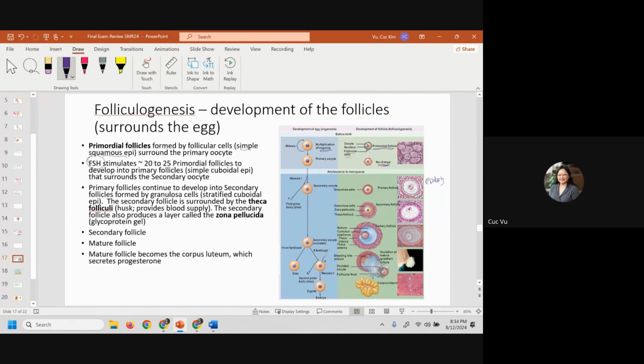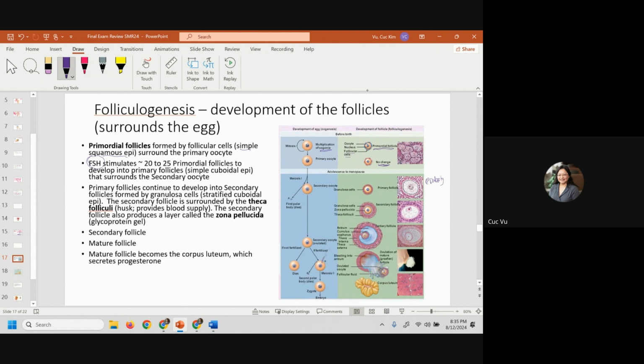So what's surrounding the primary oocyte, and actually the oogonia too, is the primordial follicles, which are formed by the follicular cells. And in terms of tissue, those cells form the simple squamous epithelium. Now at puberty, FSH, and the reason why it's called follicle stimulating hormone is because it stimulates the change in the follicles more than it does in the egg itself. The egg does finish meiosis 1, but the major changes at this point are truly within the follicle. And that's why you see all these changes.